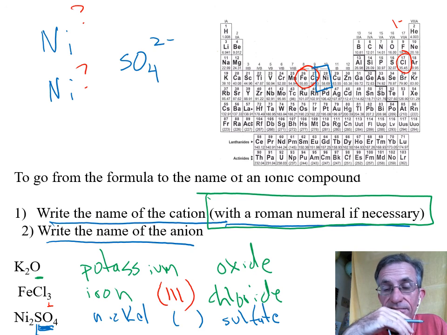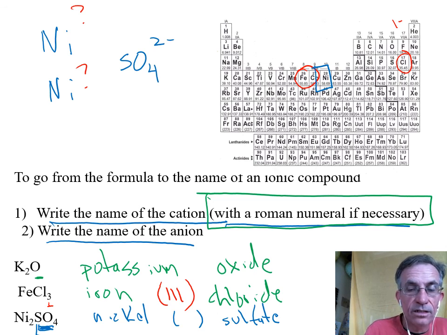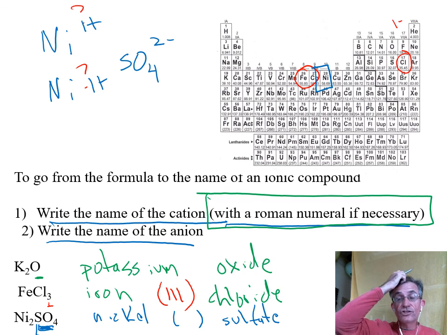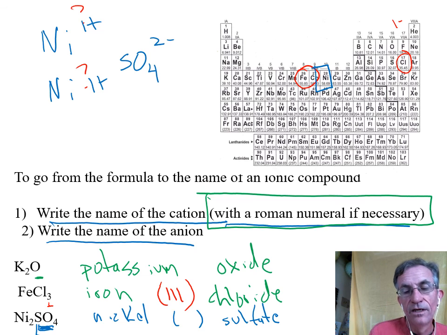Now, if you work it out, if I've got 2 negatives from the sulfate, I'll be balanced if each nickel is +1. Does that work? Yeah, because I get +2 total from the 2 nickels together, and that balances out my -2 on the sulfate. So the Roman numeral is the charge, not the total. It's the charge on each nickel, which is a 1.